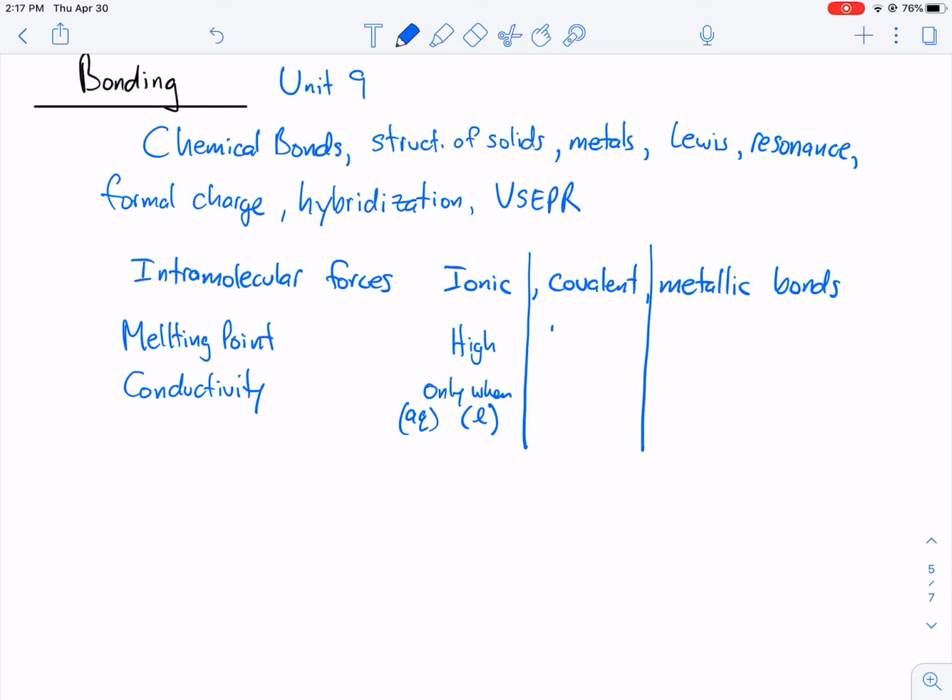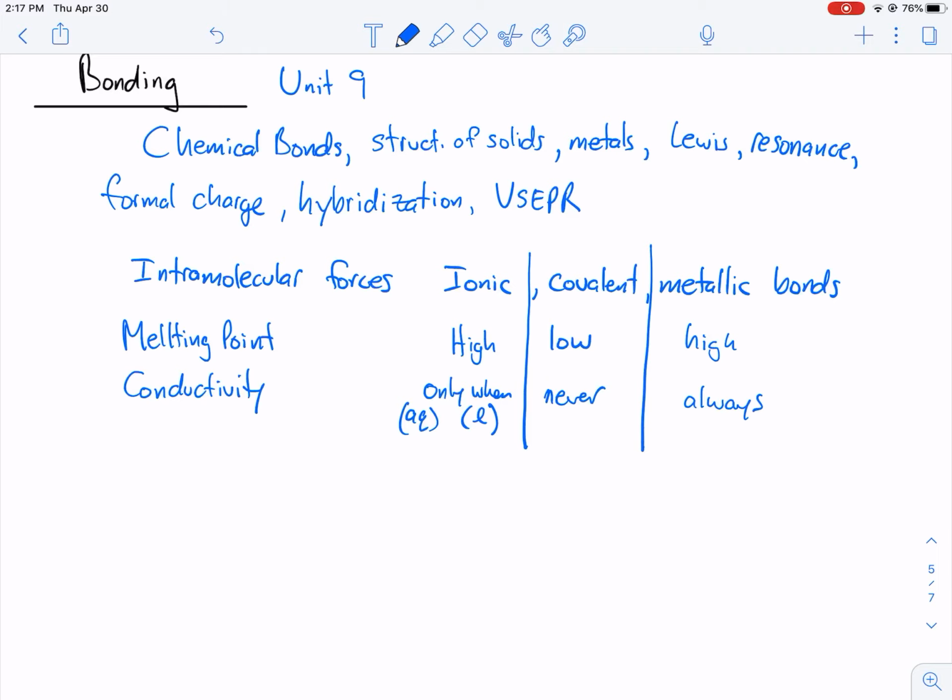Covalent, the melting point is usually low, and the reason for this is because when you go to melt a covalent compound, you're usually not breaking the covalent bonds, but there's generally some type of intermolecular force, like hydrogen bonding, that you could break in order to melt ice or something along those lines. So it usually melts pretty easy, and the conductivity would be never. And then metallic bonds, generally we see high melting points, but not always. There are always exceptions here. And then the conductivity would be always.